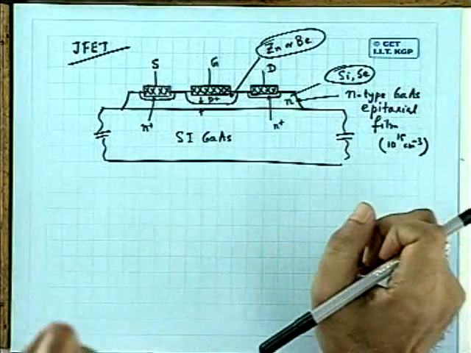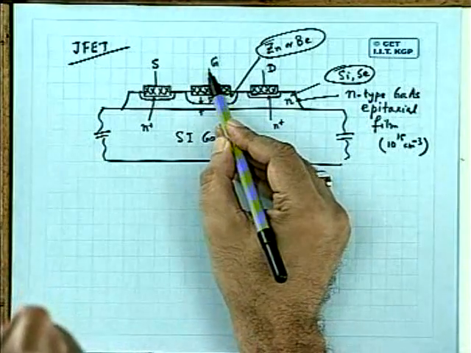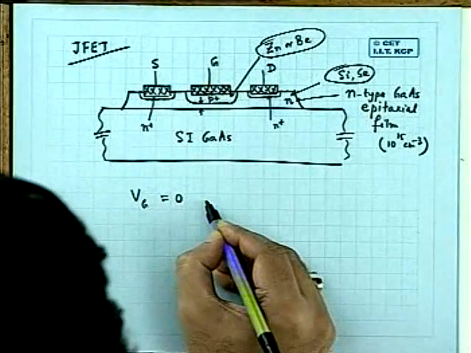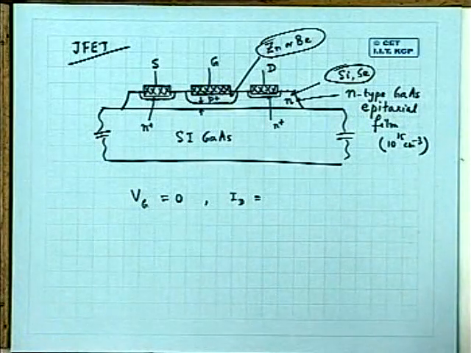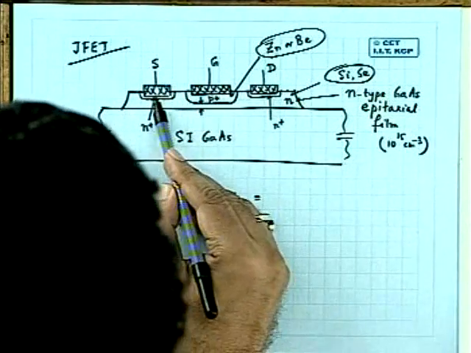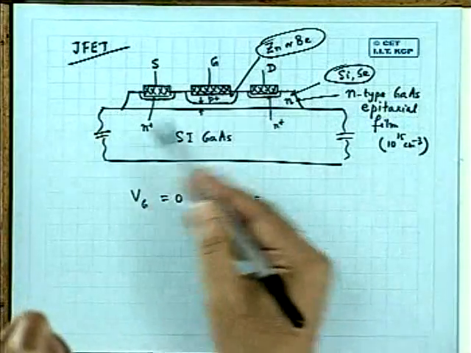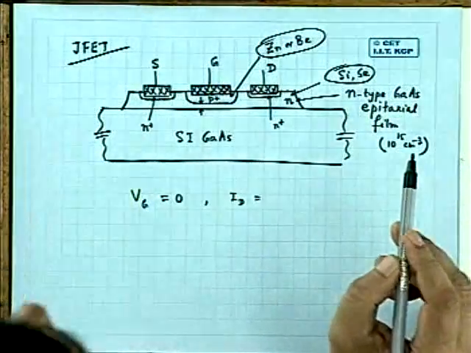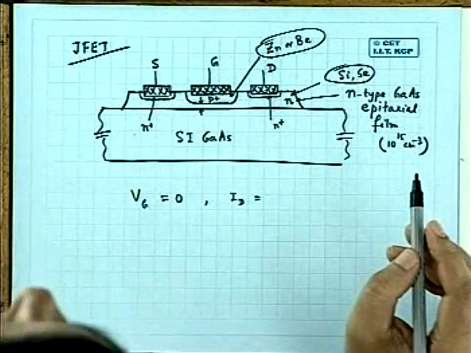So what will happen if you do not apply any gate bias, Vg equal to 0? If Vg is equal to 0, what will be the value of ID? You see that this is an N-type layer. N plus means ohmic contact. The channel is open. Channel is just continuous. Current should flow. But I want that current should not flow. So that is an enhancement mode device.